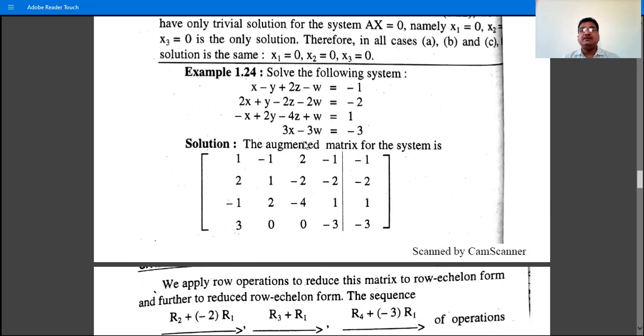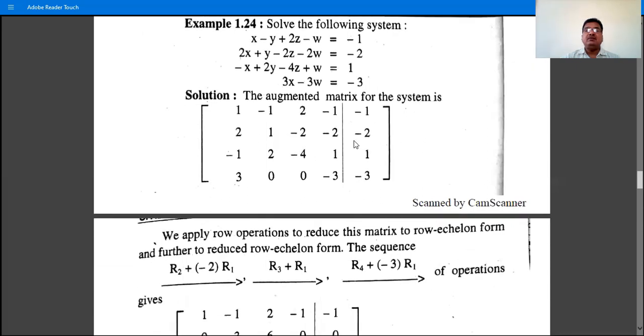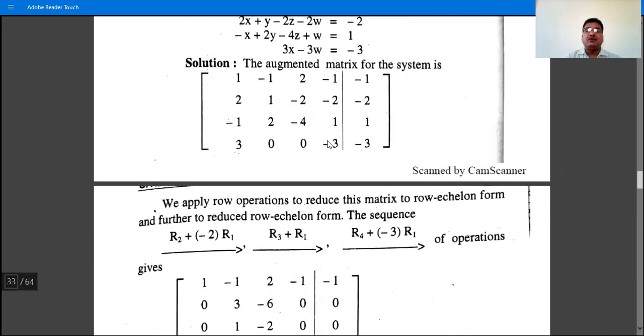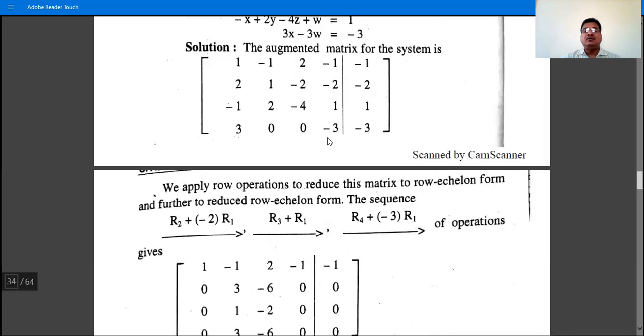This is the augmented matrix. The matrix of coefficients is A and this is B. The combination of A and B is the augmented matrix, and we have to reduce this matrix to echelon form. So in order to reduce to echelon form, we reduce this element to 1. So it is already 1.